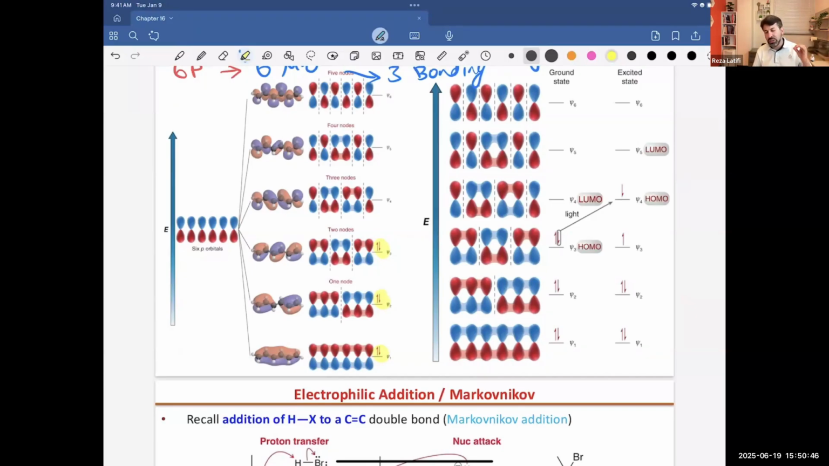And now let's zoom in on the highest occupied orbital. The highest occupied molecular orbital is number 3, and the lowest unoccupied molecular orbital will be number 4. Number 3 has two nodes. And because it has 2 nodes, if you look at both terminal sides of the molecule, they have the same phases. Both of them are red.